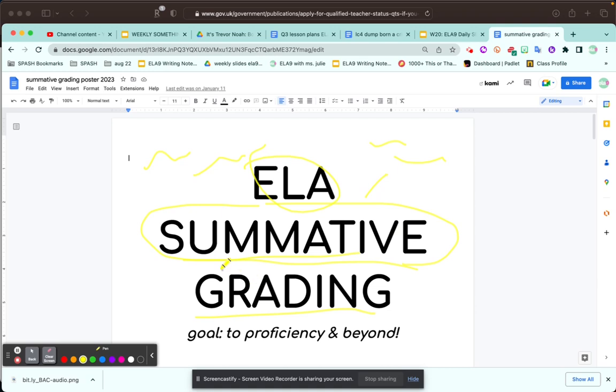Write that on the side. And then, really, what does grading mean? What is the point of grading? Jot a note on that, maybe over here. And then you'll see this little tagline. Our goal is to proficiency and beyond. Add some notes about what you think that means over here. So pause this video if you need to and add those notes and then come back.